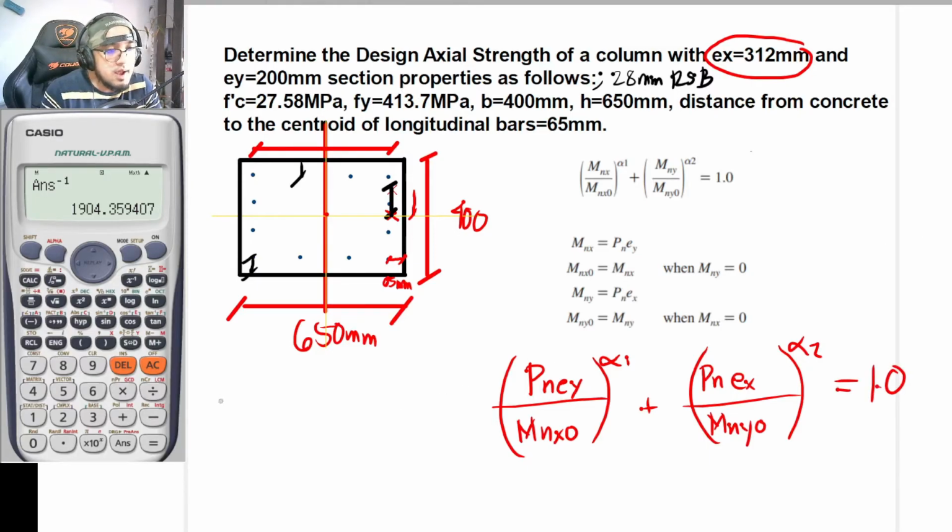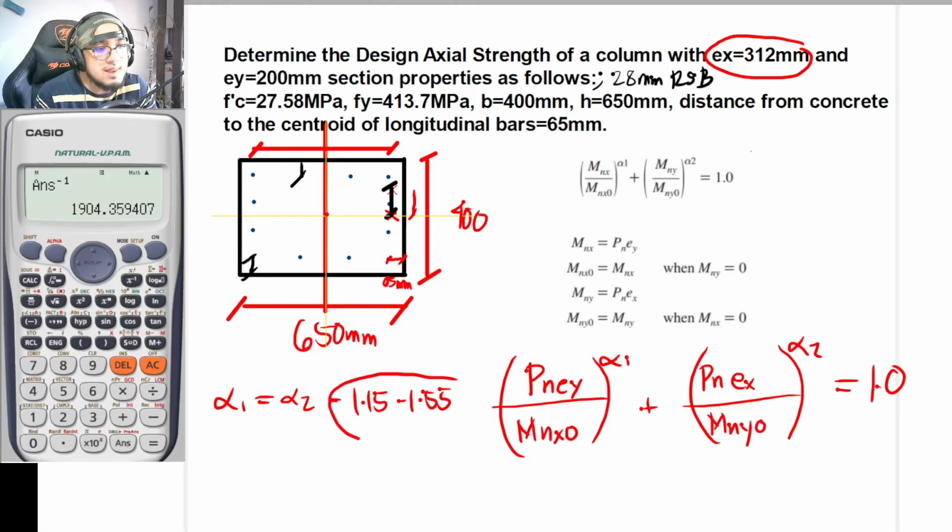So guys, the range of your alpha 1 and your alpha 2 ranges from 1.15 up until 1.55 for lateral tied column. So ito, laterally tied siya. And with that, guys, it is conservative for us to use 1.15 if it is not given in the problem. And since it is not given in the problem, then let us use 1.15. So ito yung gagamitin nating alpha 1 and alpha 2.